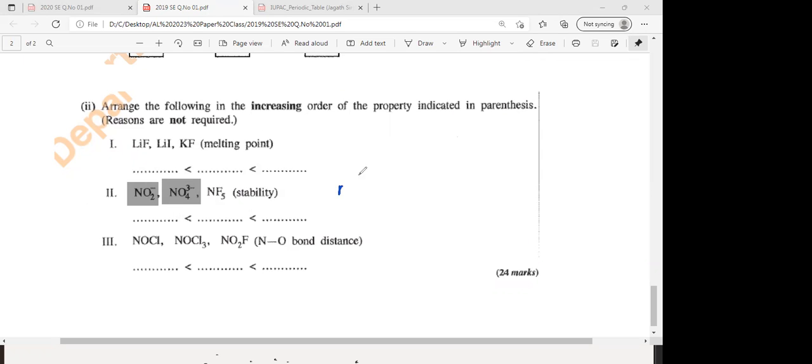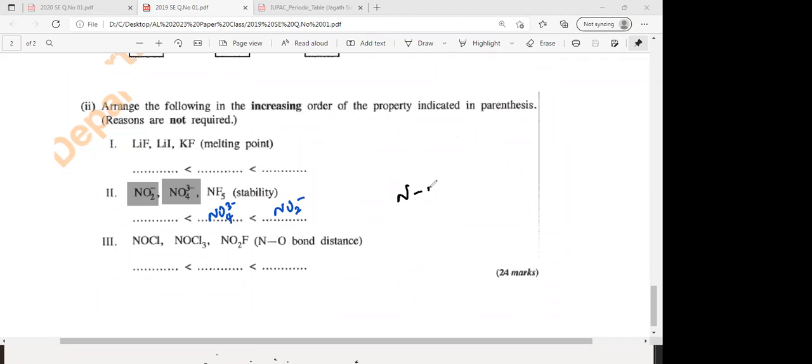NO2 minus and NO4 3 minus. So when you draw the structure here, you got the answer like this, NO2 minus highest. You are asking why the stability of NO2 minus is greater than NO4 3 minus. That's what you asked, no? Right. Okay, let's see the structure now.